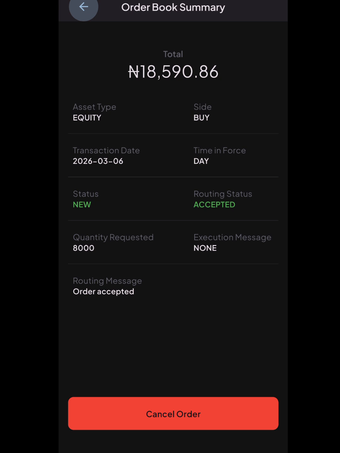I can still cancel the order. That's another reason you should use limit buy, because if the order does not execute or you change your mind or something, you can cancel.